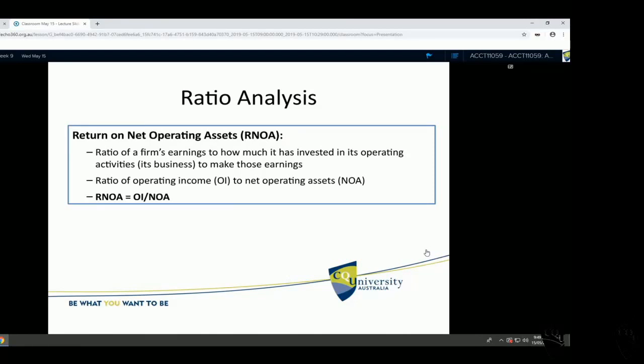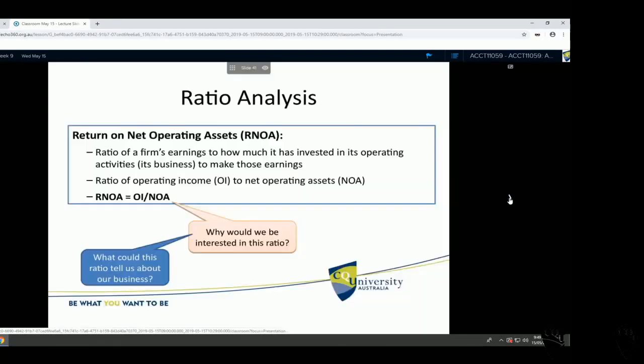Return on net operating assets is the ratio of operating income to net operating assets. Return on net operating assets, OI divided by NOA: operating income to net operating assets. You've calculated these figures in your steps 3 and 4, and in the ratios, you'll be calculating ratios by linking to those numbers in the ratios worksheet. So why would we be interested in this ratio? What could this ratio tell us about our business?